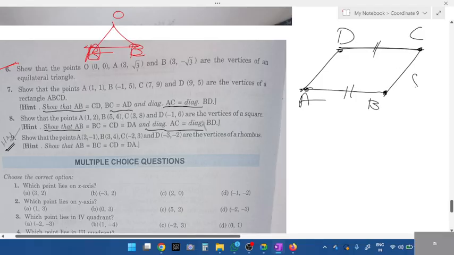Therefore, all four sides will be equal. If it is 5, 5 and 5. We don't need to show the diagonal here. Can you tell me the reason? Why is the diagonal not required? Because one diagonal will be smaller and the other one will be bigger. Which one is smaller here?